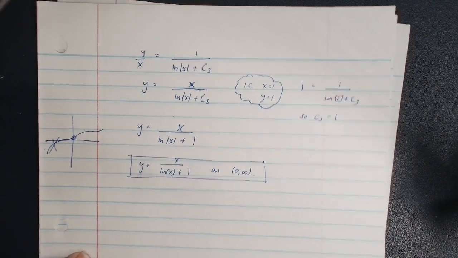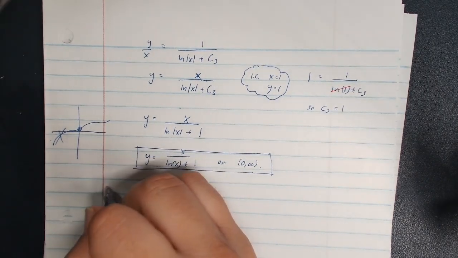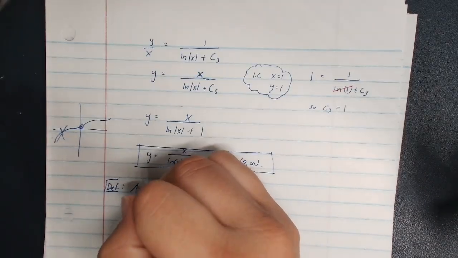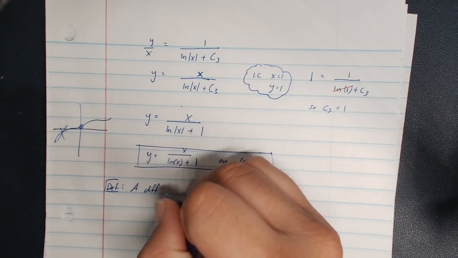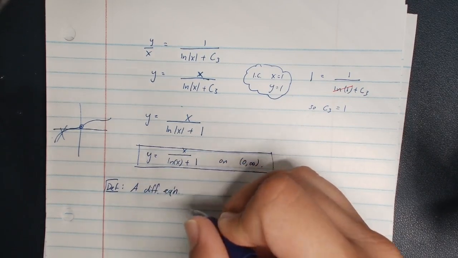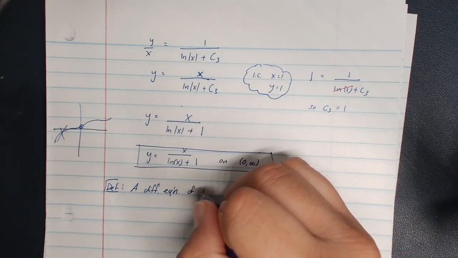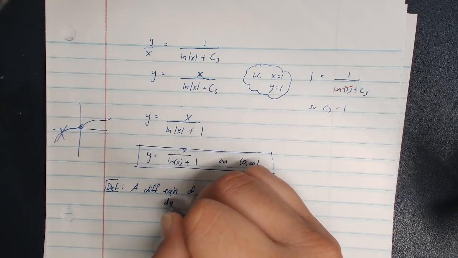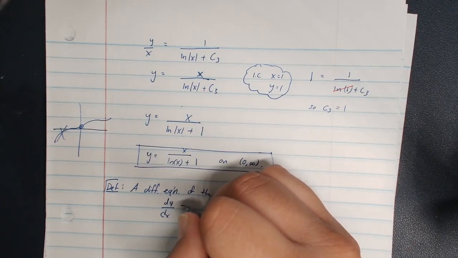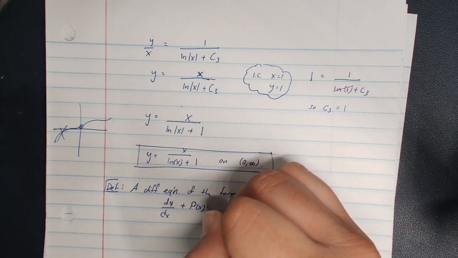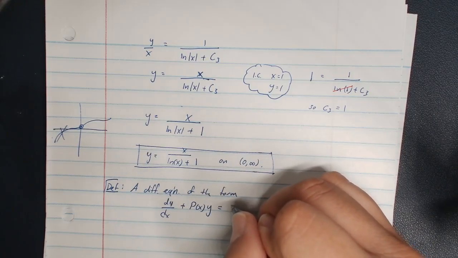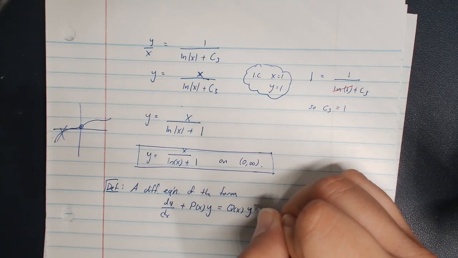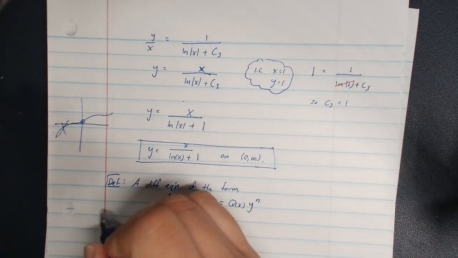Right, now for our next type of problem, let's go ahead and have a definition here. Let's define what we mean by a Bernoulli equation. A differential equation of the form derivative of y with respect to x plus some function of x times y is equal to some function of x times y to the power n. This is called a Bernoulli equation.